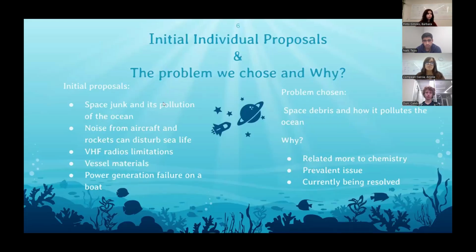Our initial individual proposals. Initially we had five different proposals. Our first one is the one that we did use, which was space junk and its pollution into the ocean. Our next one was how noise from aircraft and rockets can disturb the sea. Then VHF radio limitations, vessel materials, and power generation failure on boats.